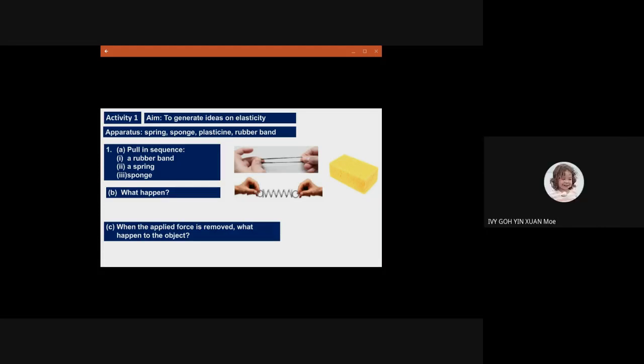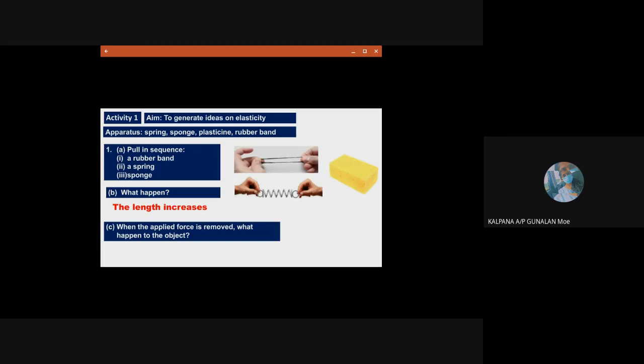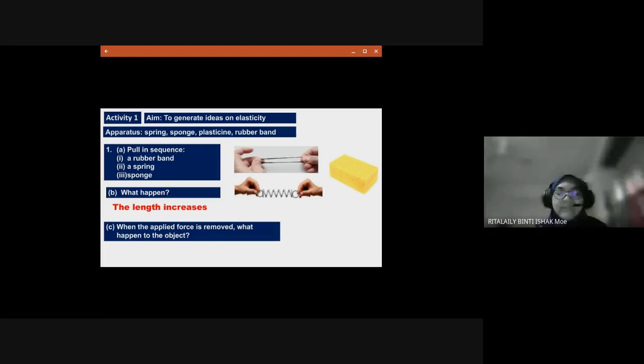All three objects will change shape. Okay, so all three objects will change shape. So how does it change? Will it become shorter or will it become longer? Longer. It will become longer. Okay, the length increases. So when the applied force is removed, what happens to the object? Kalpana. It returns to its original shape. Okay, so when the force is removed, it returns to its original shape or length.